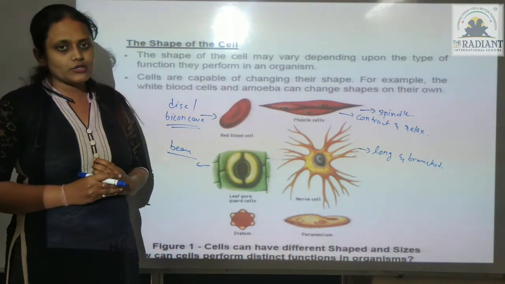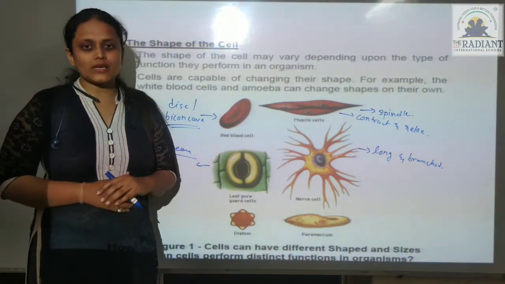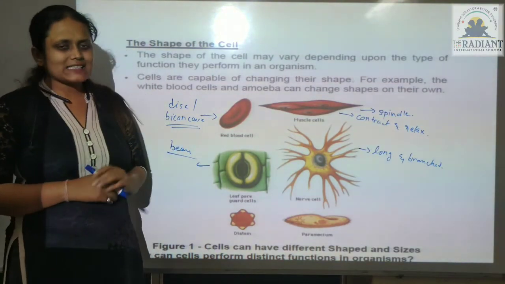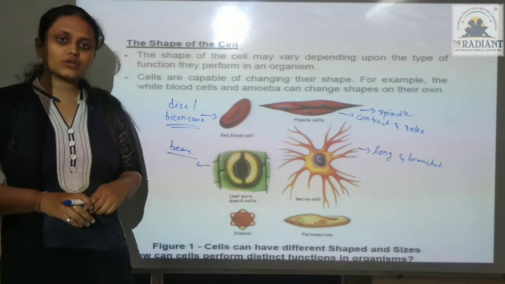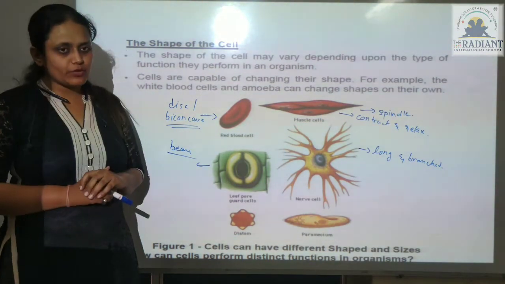And who helps them in doing this? The bean-shaped guard cells help them in doing so. And when they lack water or gases, then they are closed up so that no further transpiration could take place. So that is why they have a certain type of shape.